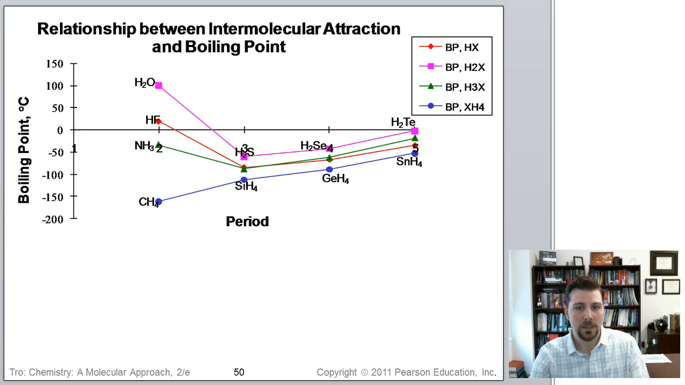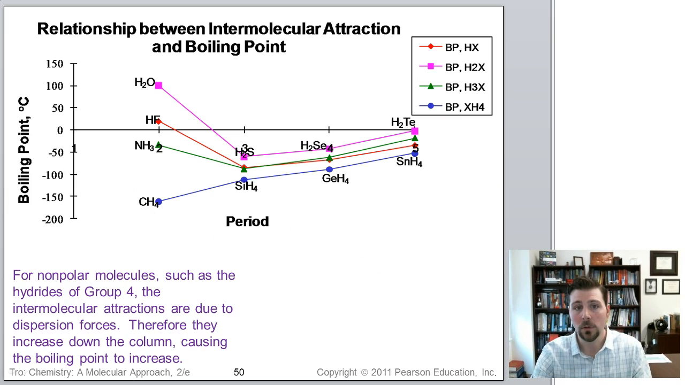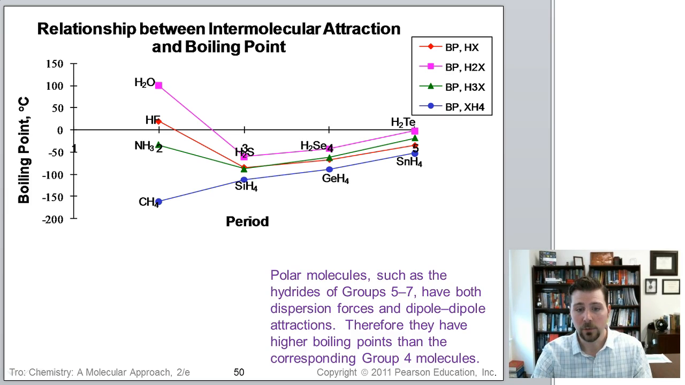So notice here, as the period increases, we see the boiling point changing based upon the ability to undergo hydrogen bonding. So these three do hydrogen bonding, this one doesn't really, and so the boiling point is higher on these three than it is on that bottom one, because of the ability to do hydrogen bonding. And that plays a huge role in intermolecular forces.